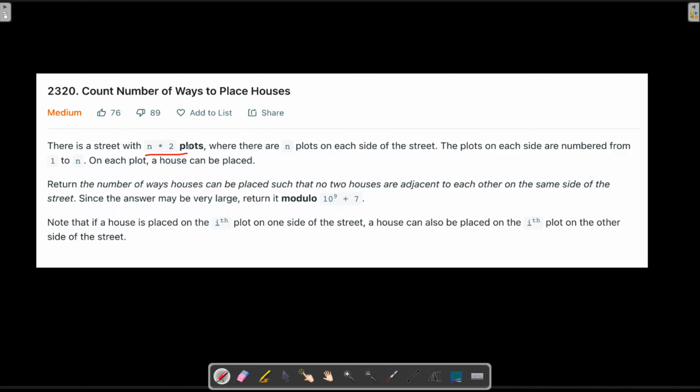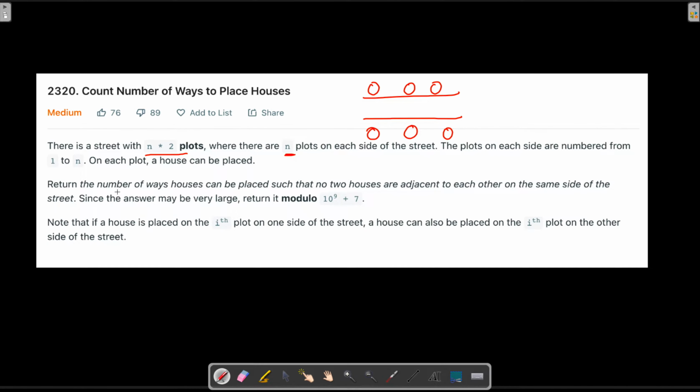n plots. So there is a street, we are given with this number n, which means there are plots on either sides. So if there are 3 plots here, there are going to be 3 plots on this side as well. The plots on each sides are numbered from 1 to n. On each plot, a house can be placed.